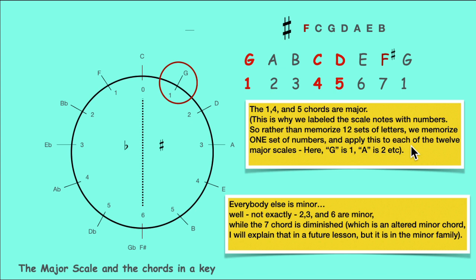If you don't know who that odd member of your family is, be open to the fact that maybe you're that odd person. That's me and my family. 1-4-5 major. Everybody else is minor, except for that weirdo 7. He's diminished.